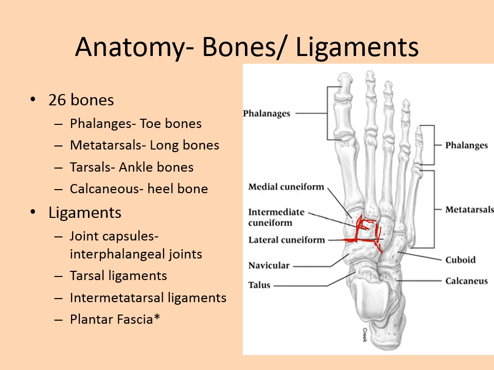We also have intermetatarsal ligaments. So in between the metatarsals, there are ligaments as well. So there'll be a ligament that's running here, a ligament that's running here, and then just some ligamentous type tissue running here between the bones to hold everything together and add stability to the midfoot there. And then we also have our plantar fascia, which is on the underside of the foot. And I believe we have a better picture of that on a later slide. But it basically helps to support the arch.